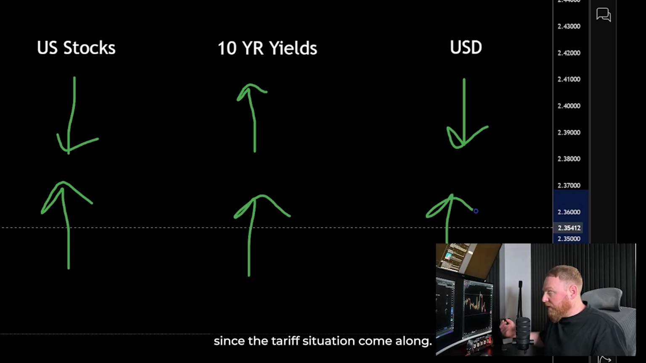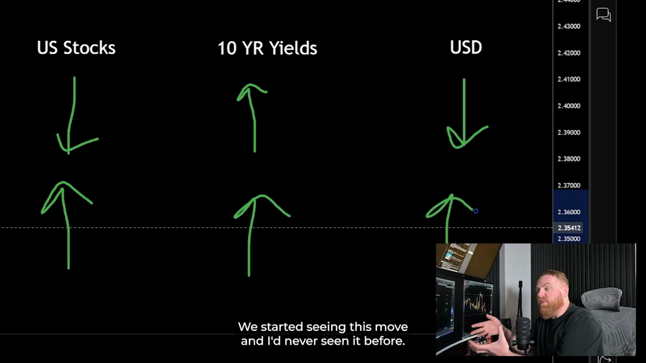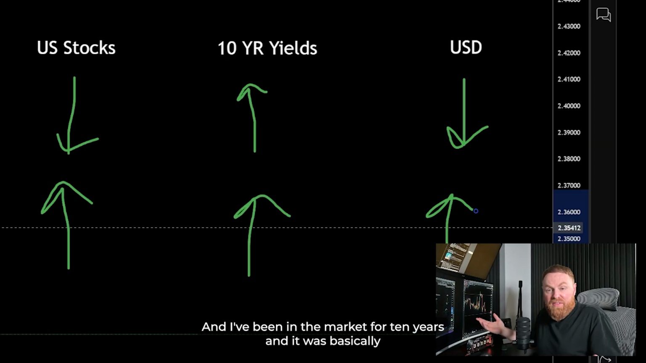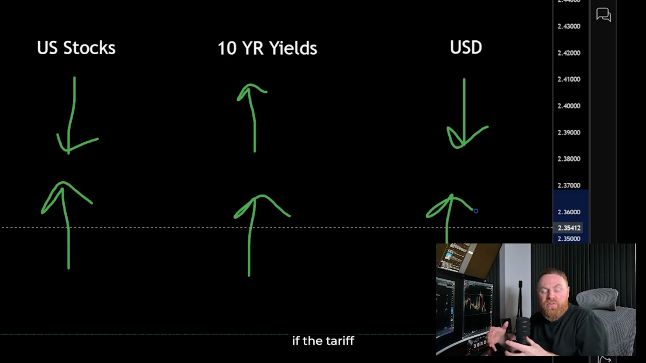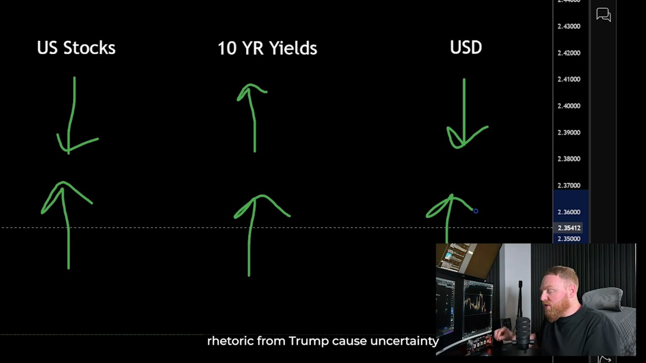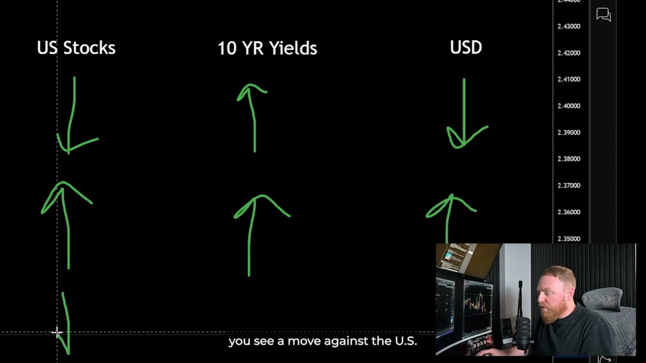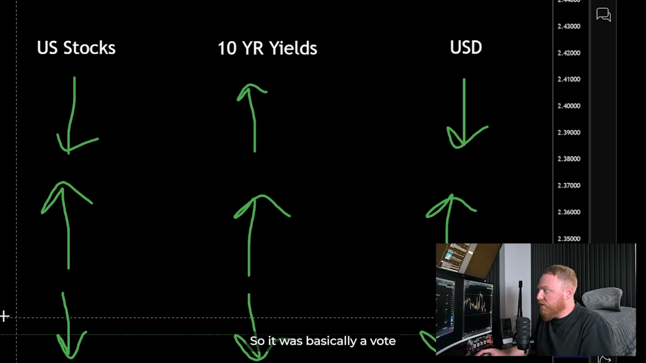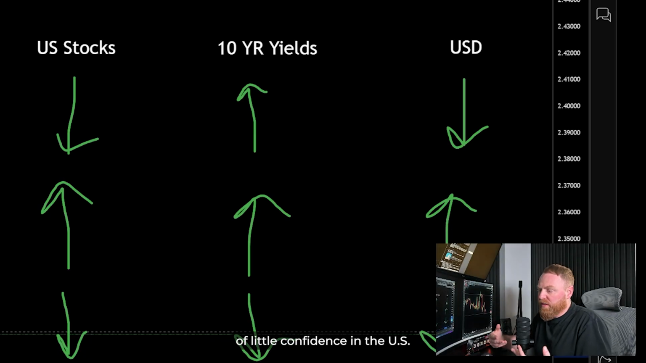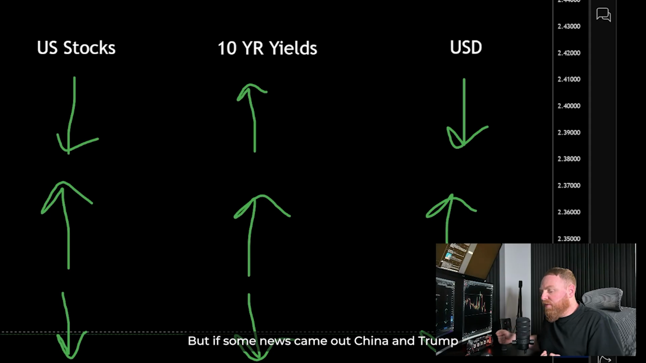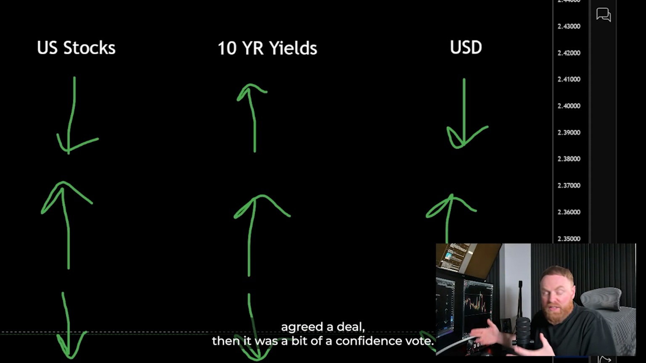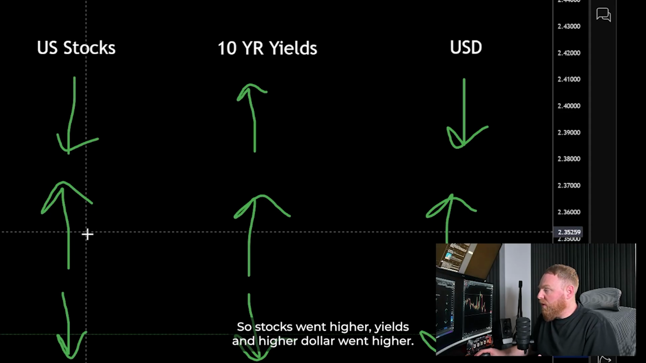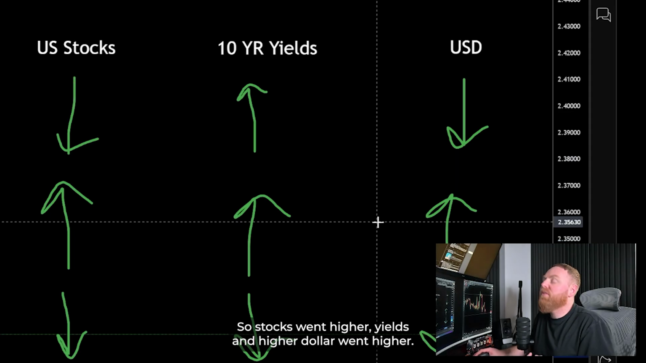Since the tariff situation came along, we started seeing this move, and I'd never seen it before. And I've been in the market for 10 years. It was basically, if the tariff rhetoric from Trump caused uncertainty, you'd see a move against the US as a whole. So everything would go down. So it was basically a vote of little confidence in the US. But if some news came out that China and Trump had agreed a deal, then it was a bit of a confidence vote. So stocks went higher, yields went higher, dollar went higher.